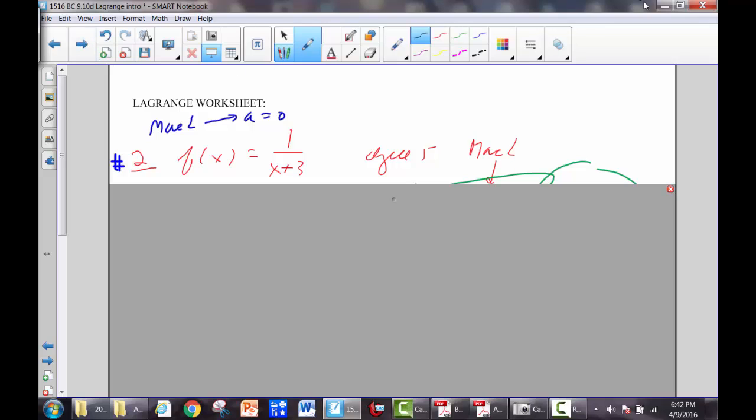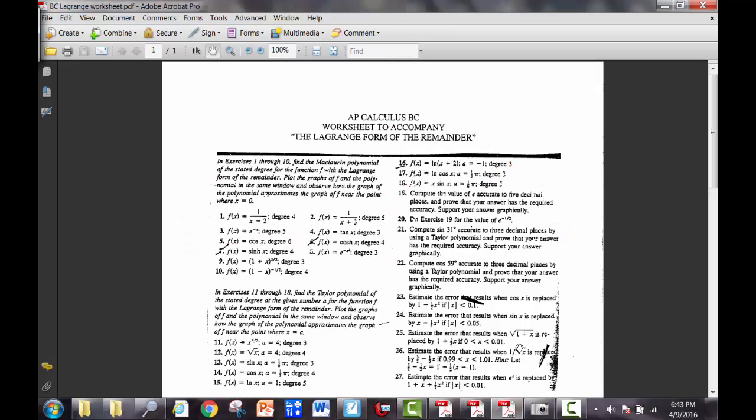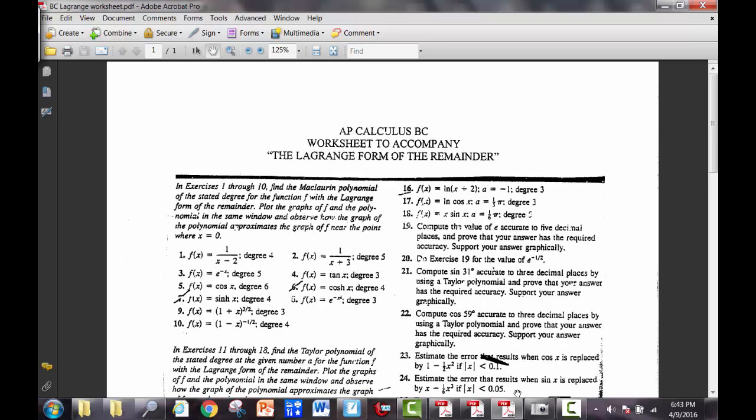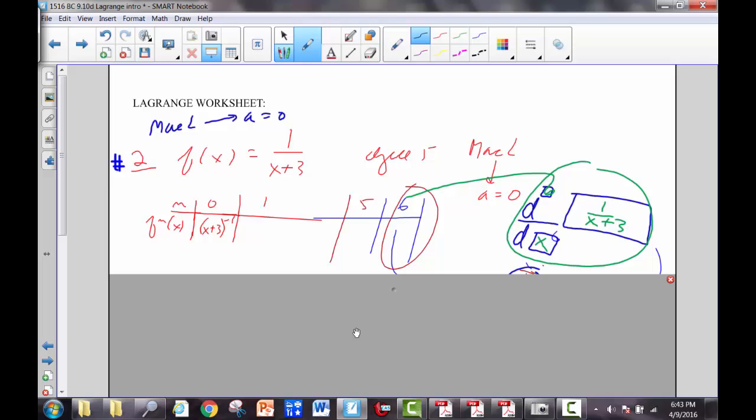Okay, the Lagrange worksheet. Let me pull that up. So here's the Lagrange worksheet, and we are looking at number 2. In exercises 1 through 10, we've done all this before, but the key thing is it says find the Maclaurin polynomial of stated degree for the function f with the Lagrange form of the remainder. So that's what we're going to concentrate on. We're looking for a Maclaurin series, which is near 0, for f of x equals 1 over x plus 3 of degree 5.